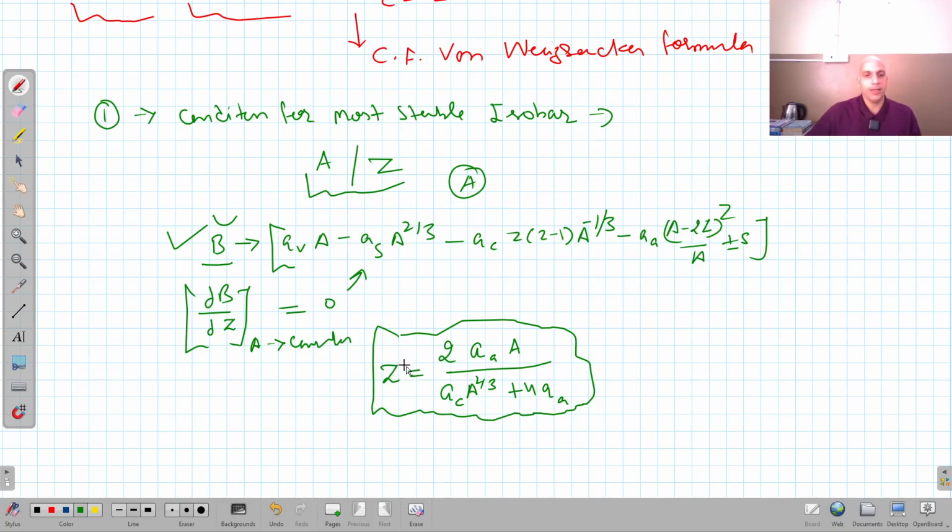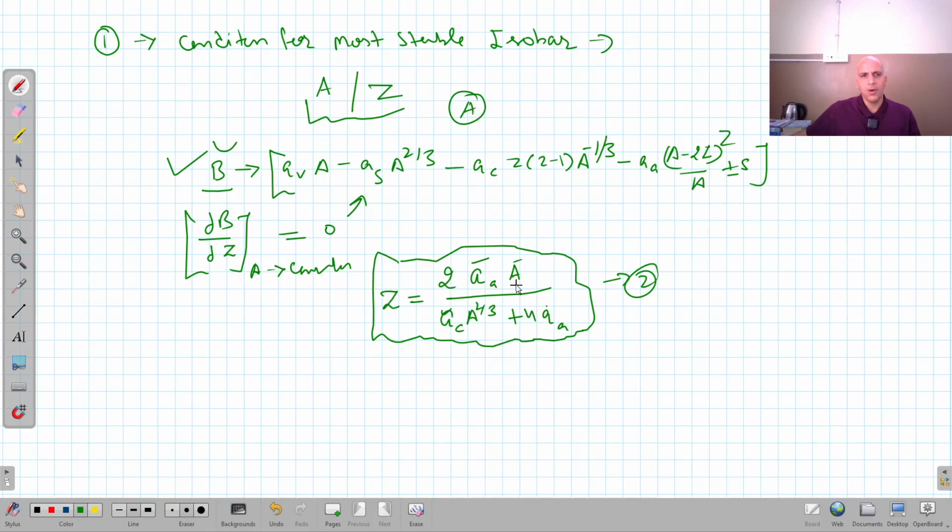So in this way, if I am given a numerical problem and I am given A, then I can find the corresponding value of Z by putting in the value of A, since I know a_C and all these things. If I put it here, I can calculate the value of Z. So these types of questions are usually asked. Now I'm going to the second application. The application is the equation of mass parabolas for isobaric nuclei.